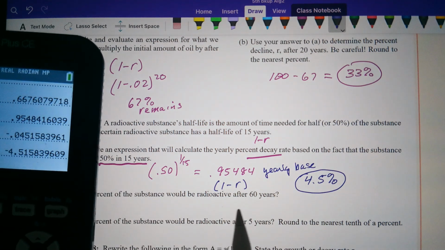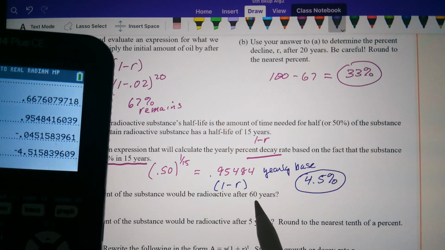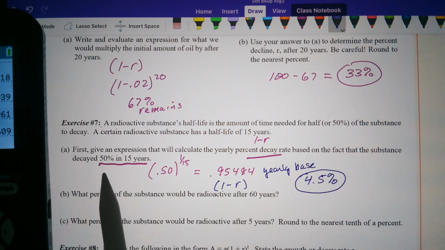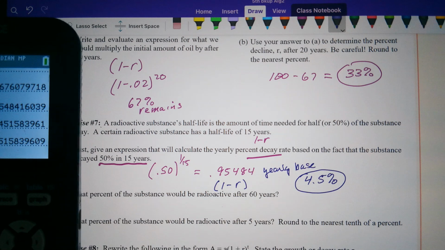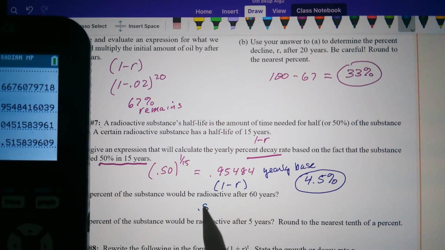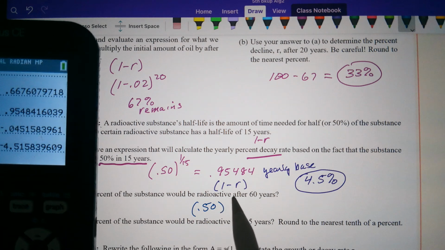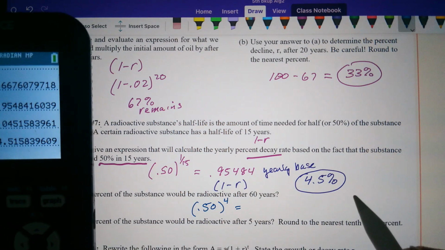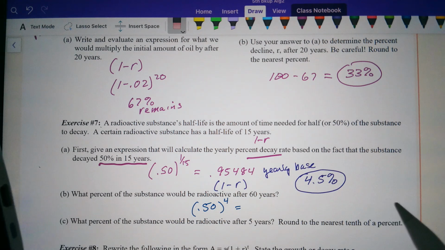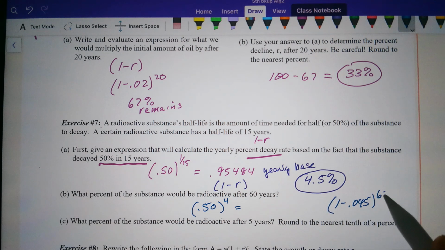What percent of the substance would be radioactive after 60 years? Well, we can take the annual and raise it to the power of 60, or we could take the half-life, the 15 years, and raise it to the power of 4, because that would be 4 15-years. So 0.50 raised to the 4th, which should be approximately the same as 1 minus 0.045 raised to the 60.